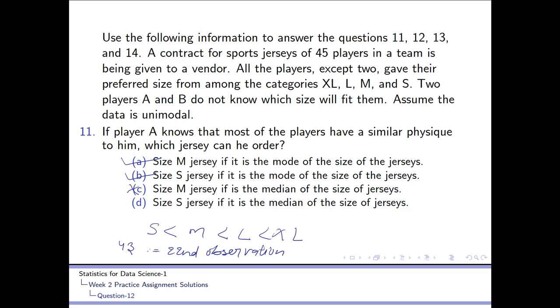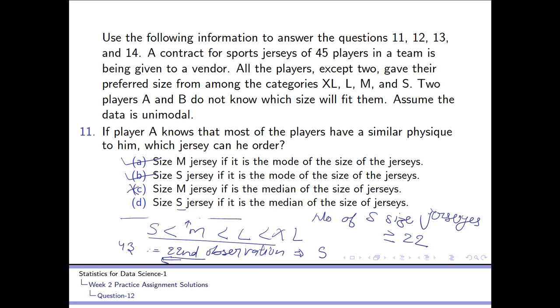will be the median. So if S is the median, then S will be placed at the 22nd observation. But we have arranged all the jersey sizes in ascending order, so all the jersey sizes before the 22nd observation will be of S size only. So all the observations from first place to 22nd place will be S size. So the number of S size jerseys will always be greater than or equal to 22, because at all the places from 1 to 22, the sizes of jerseys are S.